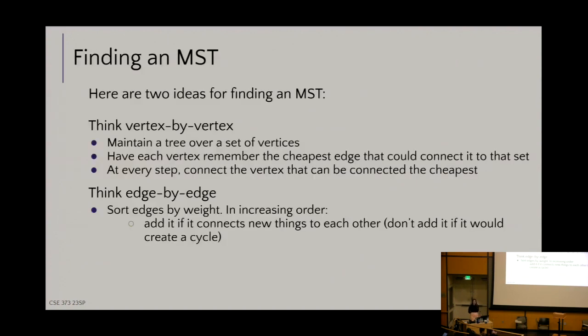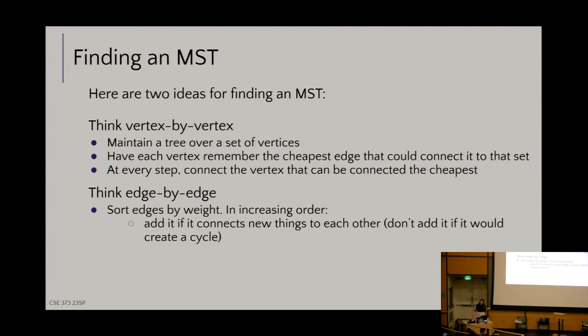Okay, so here are some intuitions. We could think about doing this vertex by vertex, where we have a set of vertices that are representing the current MST as we're building it up, and have each vertex remember the cheapest edge that could connect it. So what is the cheapest edge connected to each vertex? Let's use that to connect it to the rest of the group. So we could go vertex by vertex and ask who's your cheapest incoming edge? That's the one we're going to use. So that's vertex by vertex thinking.